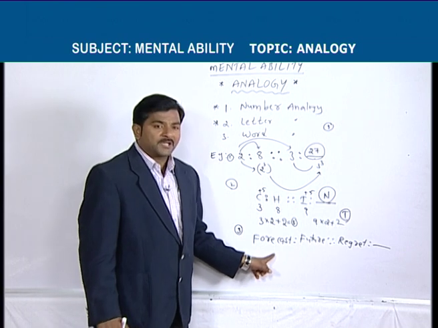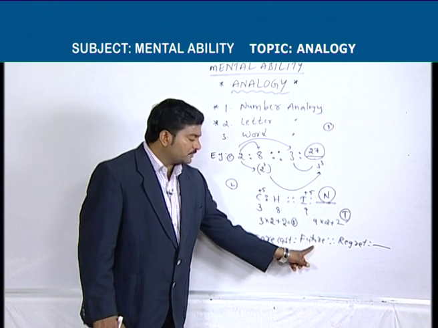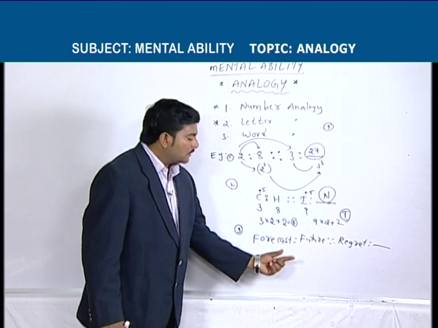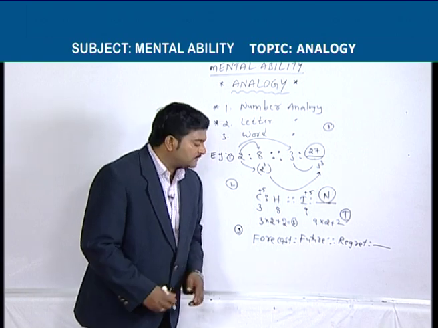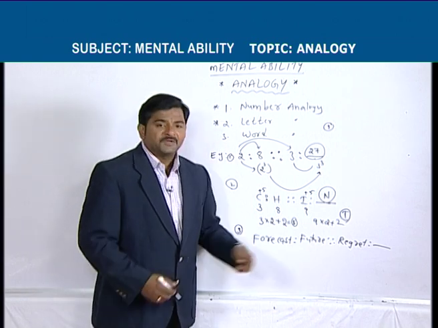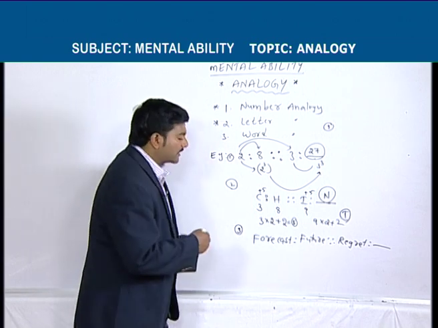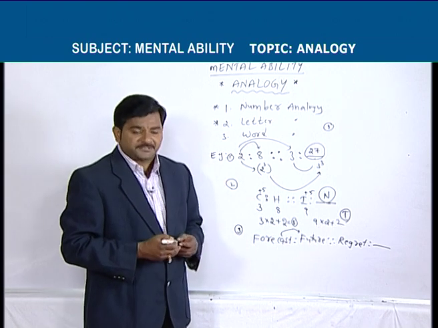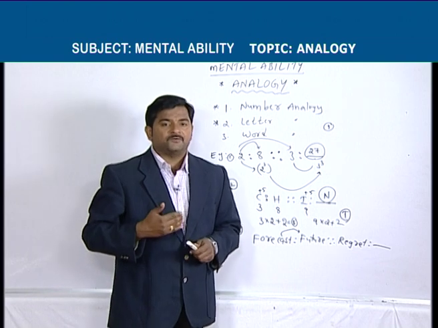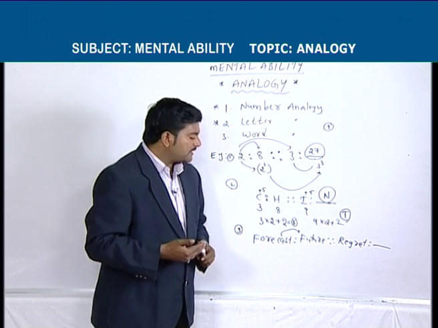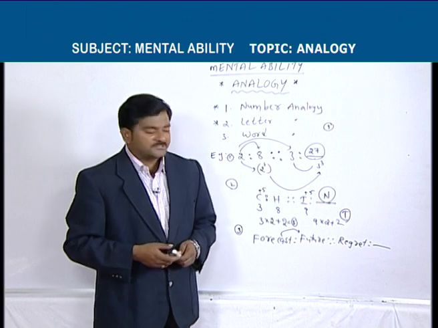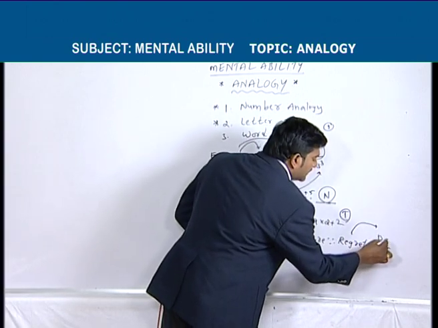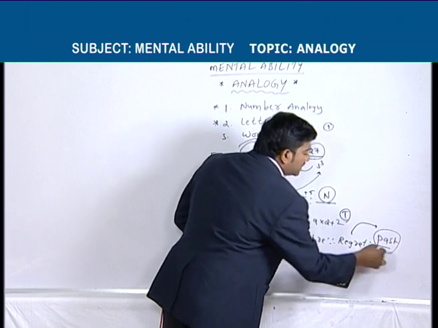Observe here, forecast is to future as regret is to dash. Now identify the relation between these two words. Forecast, future. Usually the word forecast is related to future actions, to future conditions. Similarly regret: the word regret is applicable only to past actions.